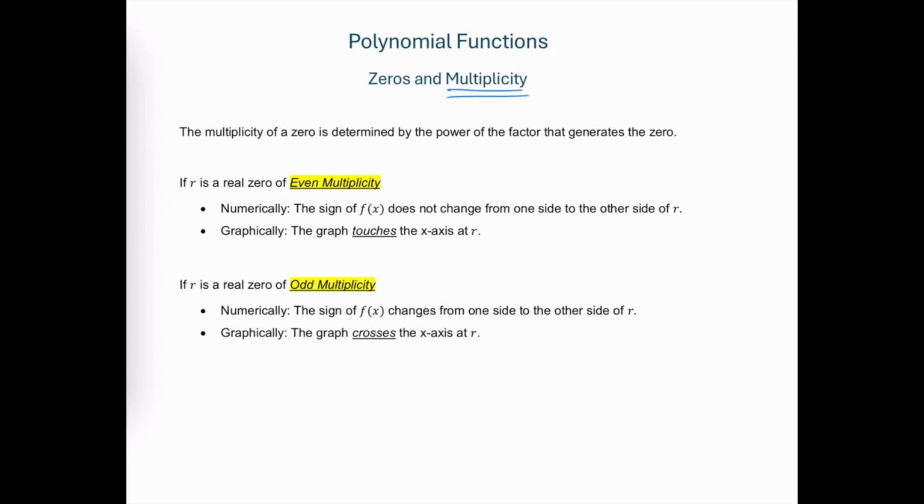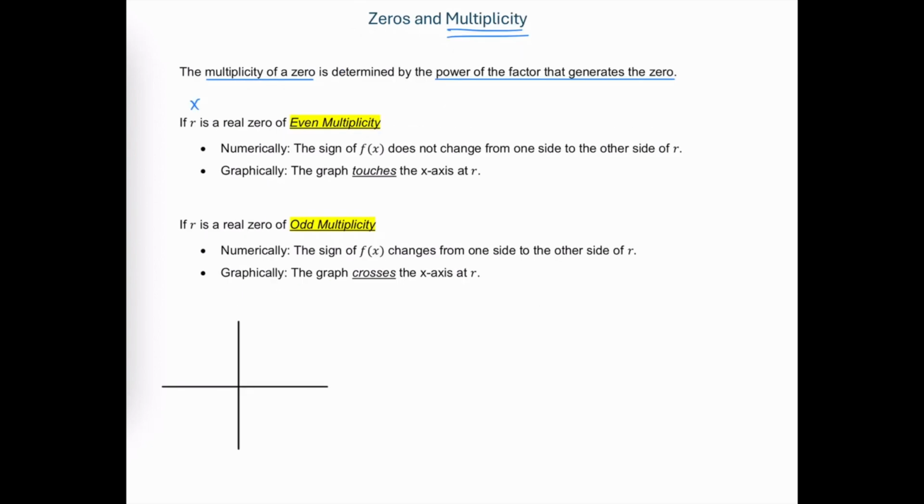The multiplicity of a zero is a quantity that gives us information about what happens on the graph of the polynomial. To find the multiplicity of a zero, we look at the power on the factor that generated that zero when the polynomial is written in factored form. If x is equal to r is a real zero of a polynomial function, that means when we plug r into the function, the corresponding output is going to be 0, and we get an x-intercept on the graph.